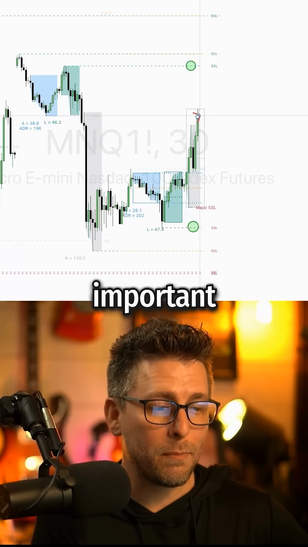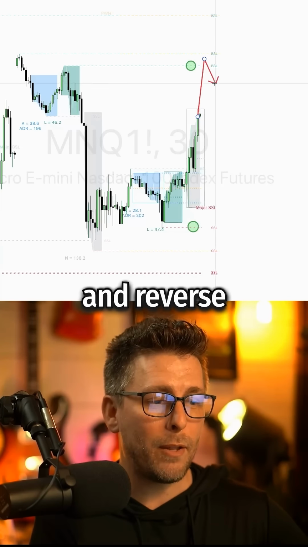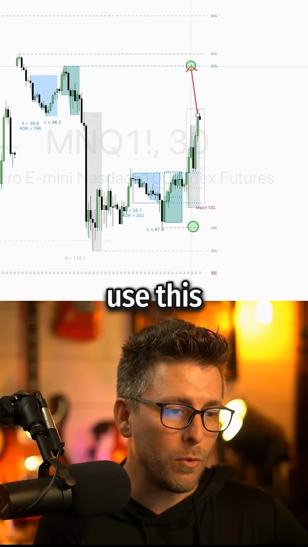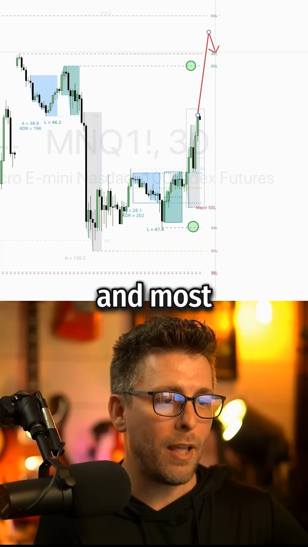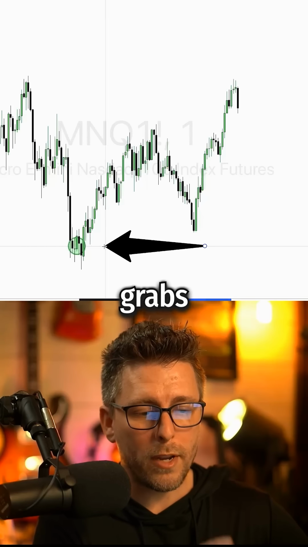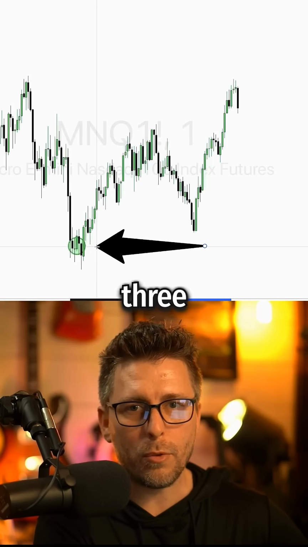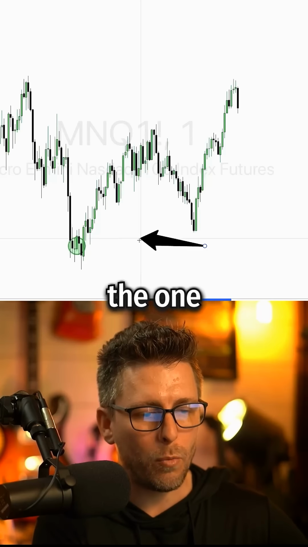But now that we have the most important levels on the chart, we need to remember that price is either going to grab and reverse, or price will use this liquidity to break this level and most likely retest and then create a higher high. Once price grabs this high time frame liquidity level, I zoom way into a 1, a 3, or a 5 minute chart. In this case, I'm on the 1 minute time frame.